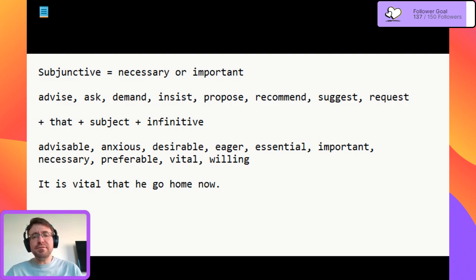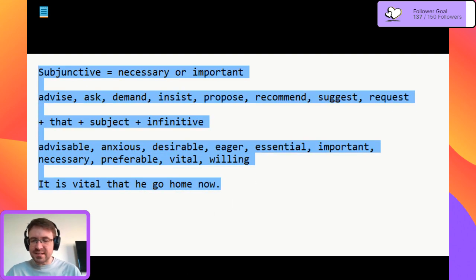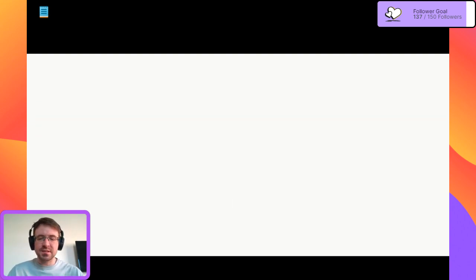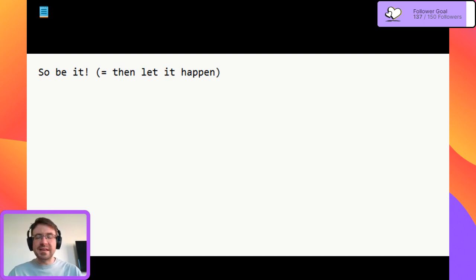There are a couple of fixed phrases where we also use the subjunctive, which you can just remember as fixed. We'll list these through and then we will finish up. So a couple of typical ones are "so be it". This is a very typical expression. It means the same as "then let it happen". But "so be it" is a good example of the subjunctive.